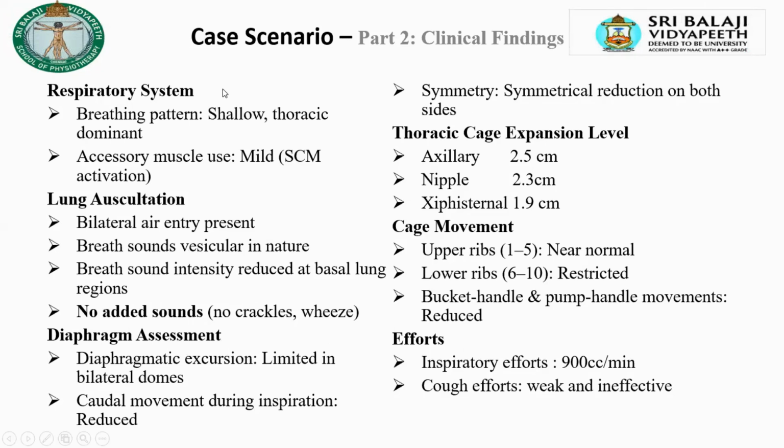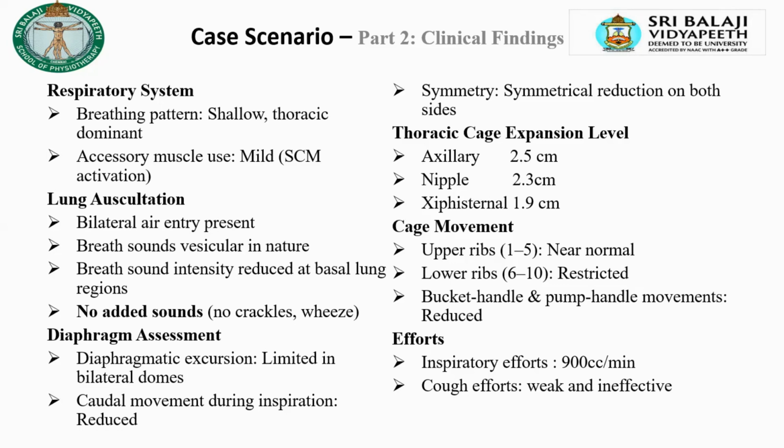Respiratory system assessment: breathing pattern shallow and thoracic dominant. Accessory muscle usage mild, sternocleidomastoid activation is seen. Lung auscultation: bilateral air entry present. Breath sounds vesicular in nature. Breath sound intensity reduced at the basal lung region bilaterally. No added sounds. Diaphragm assessment: diaphragmatic excursion is limited bilaterally. Caudal movement during inspiration is reduced, symmetrically reduced on both sides of the lung.